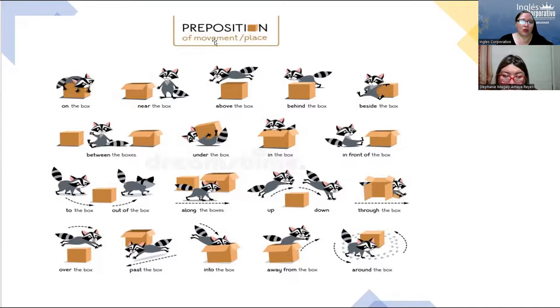Where is the drugstore? Esa es ubicación. Pero si yo le pregunto, how can I get to the bank? Ah, ¿cómo llego? Ahí le estoy pidiendo las de movimiento. Bueno, camine dos cuadras abajo, ¿verdad? Go on for two blocks down the street. Y así. ¿Ok? Ese sería dos.